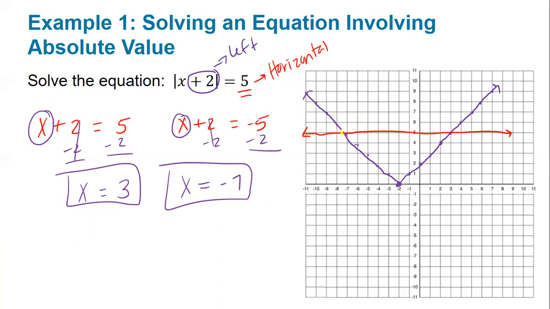Where do they intersect? At -7 and 3. Oh my gosh, the graph matches our algebra? You don't say. Okay, do you remember this? Remember the graph?